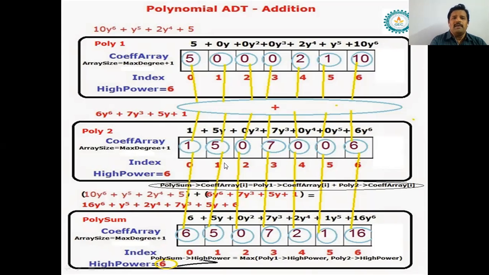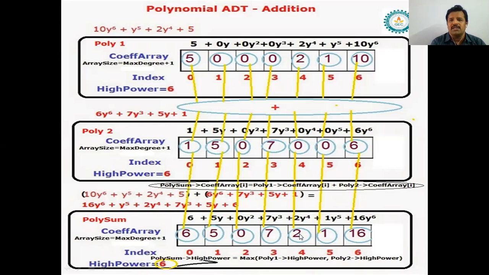In case of polynomials using arrays, we can directly add the values at each index. Here the value at index 0 is 5 in the first case, and in the second expression the value at index 0 is 1. We just add these two values at the 0th index. 5 plus 1 equals 6, so that 6 is written in the 0th location in the resultant array. Next, 0 plus 5 at the first location, the value is 5. In the second location, both are zeros, 0 plus 0 is 0. In the third location, the value is 0 plus 7, that equals 7. In the fourth location, 2 plus 0 equals 2.